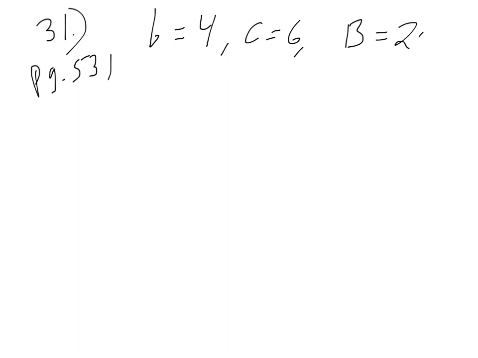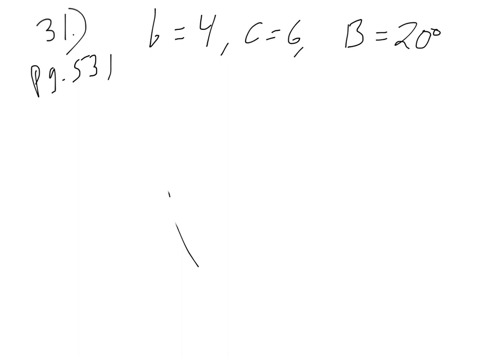So we're going to start off by looking at number 31 from page 531 from your homework last night. Number 31, we're told that we have a triangle, and in the triangle b is equal to 4, c is equal to 6, and angle B is equal to 20 degrees.